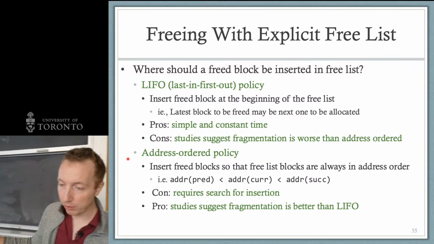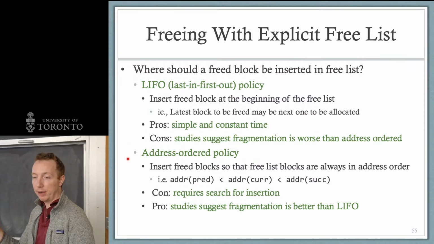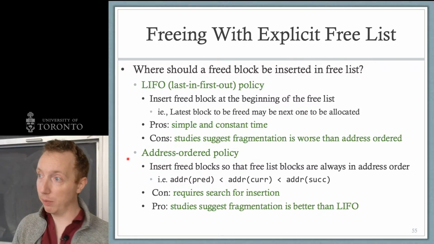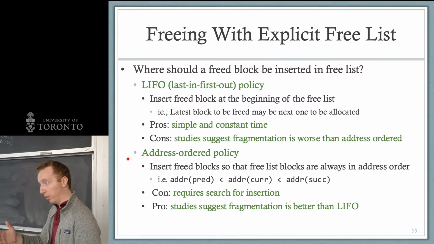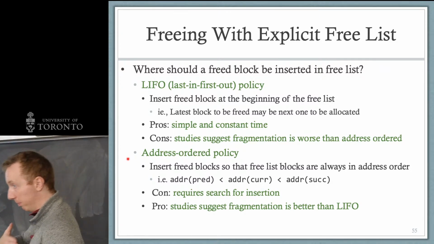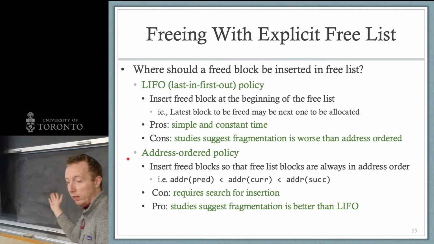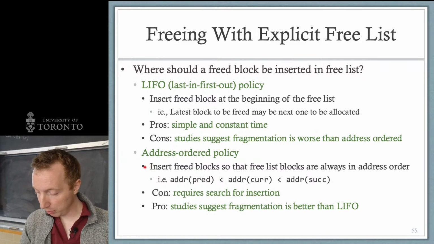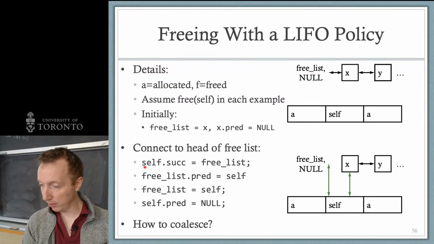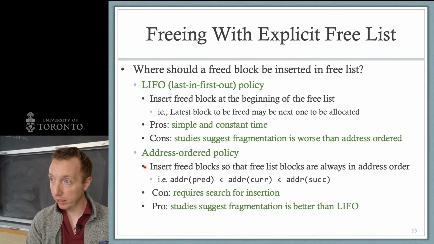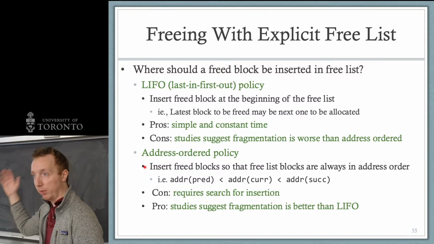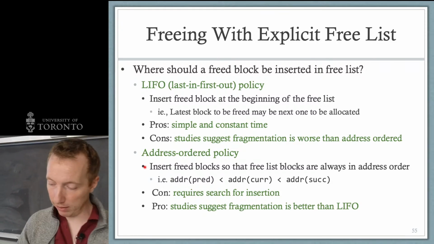If you have address order policy, you could insert the free blocks so that they're always in address order. If you want, that will require a search or require you to go, maybe if you pick wrong, up to the length of the list. But you might get better fragmentation with this, so it's just something to try and see. And in lab 3, you're graded on traces. The traces will always be the same, and you have all of them.